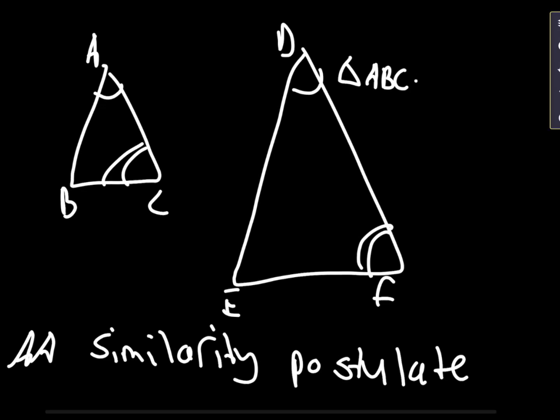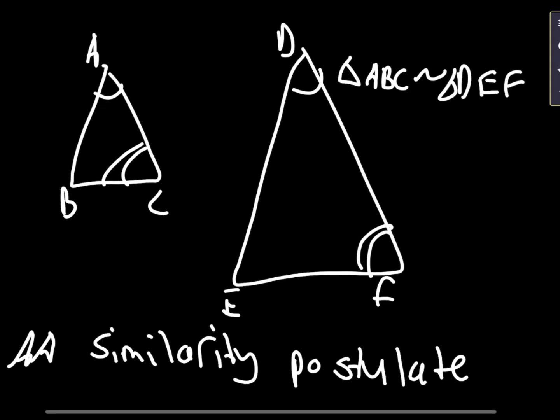You can think of this symbol as the congruent symbol without the two equal signs, kind of. Triangle ABC is similar to triangle DEF. And this is by the AA similarity postulate, okay?